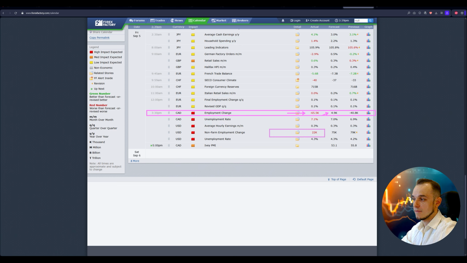And we also have bad news on non-farm payrolls in the US, but still the news in Canada is worse than the ones we can see on the USD, so that's why we can see a very interesting picture where we have the dollar falling against all major currencies except the Canadian dollar. It grows against the Canadian dollar, but we'll check it later.